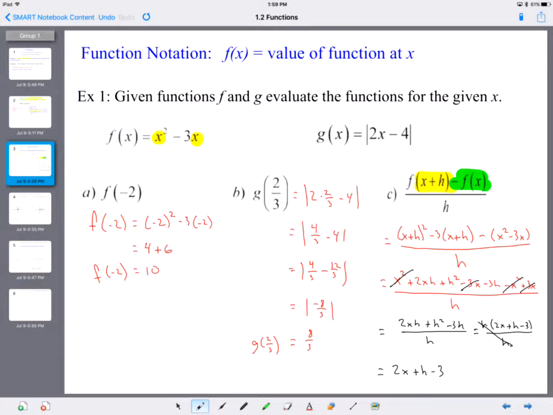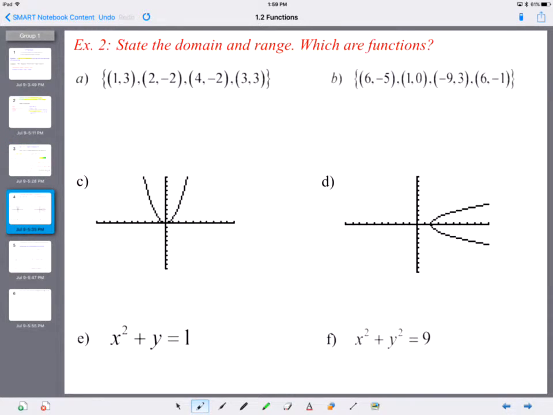So this is just kind of a start of it. The next part I want to get into is the domain and range. So I'm going to show you different levels of problems that you've done up to this point. The first A and B represent really some Algebra 1 stuff, stating the domain and range.